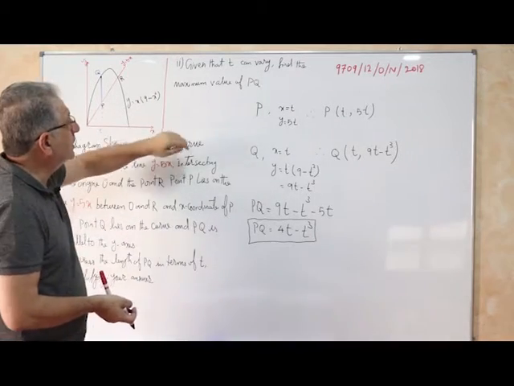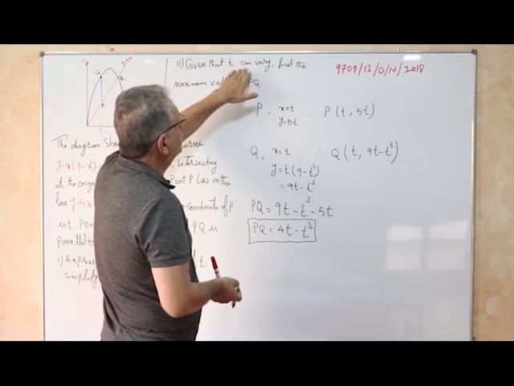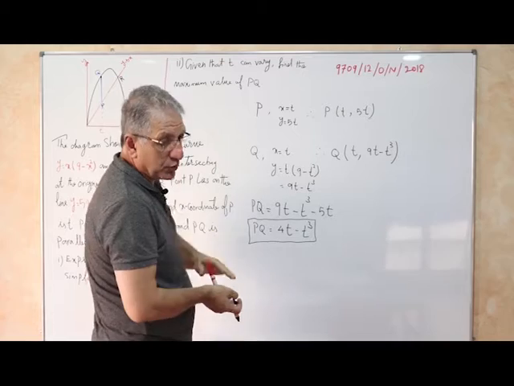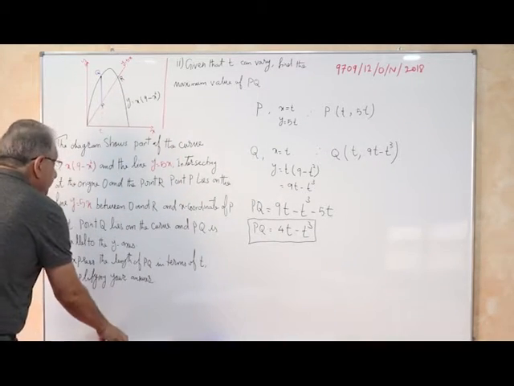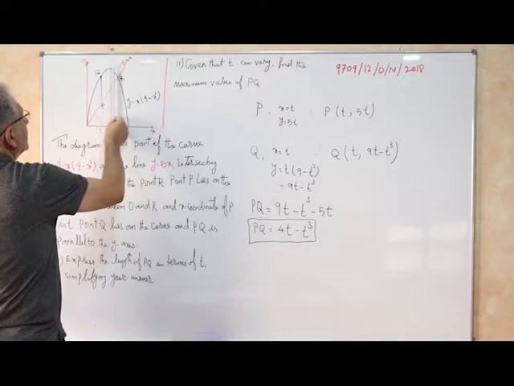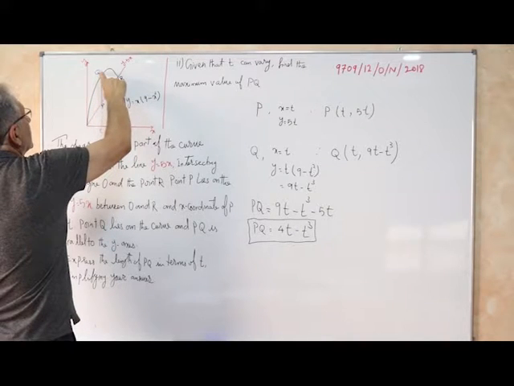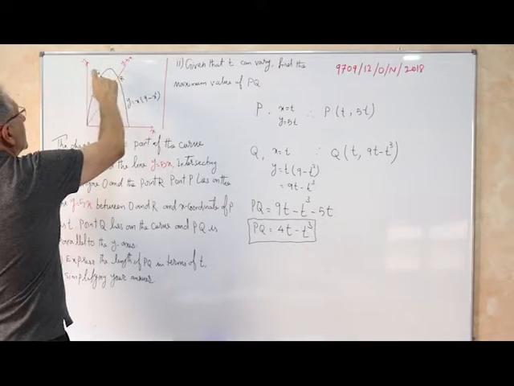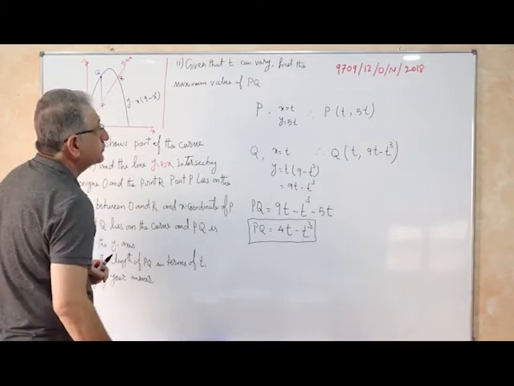Now, the second part says that given that t can vary, find the maximum value of PQ. You see, if t varies, that means PQ changes. If t is here, PQ is this much. If it goes up, it will be like that. Therefore, PQ, the distance, keeps changing. He wants to find the maximum value of that.